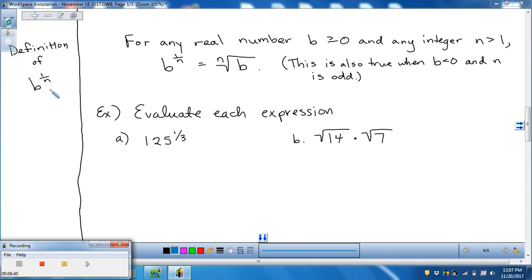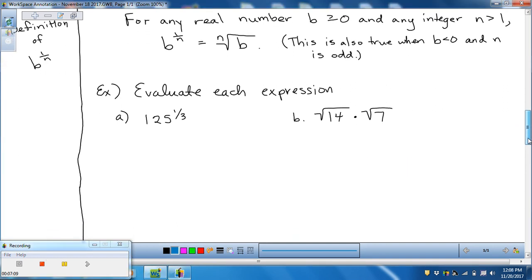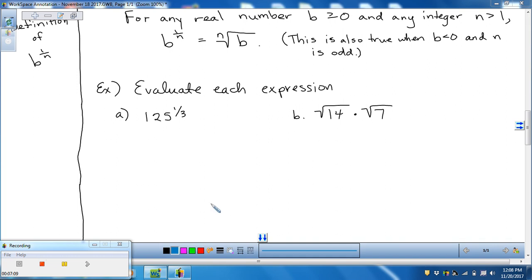Okay, we have a definition of a base to the 1 over n power for any real number b greater than or equal to 0 and any integer n greater than 1. B to the 1 over n is going to be the nth root of b. This is also true when b is less than 0 and n is odd. So we want to evaluate each expression, and we have this example. We have 125 to the 1/3 power.